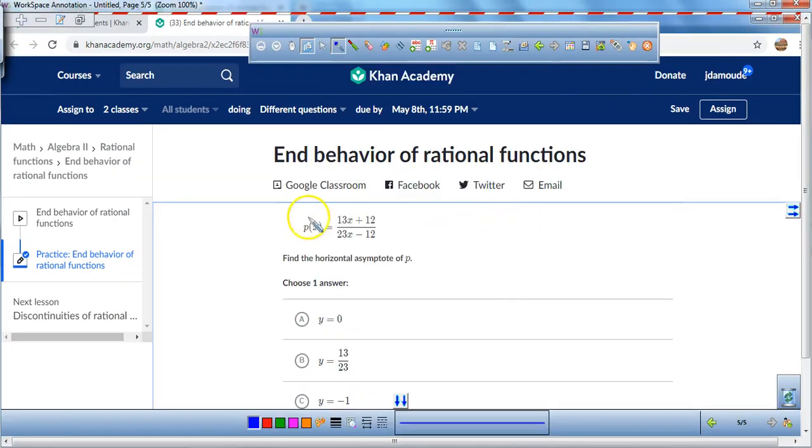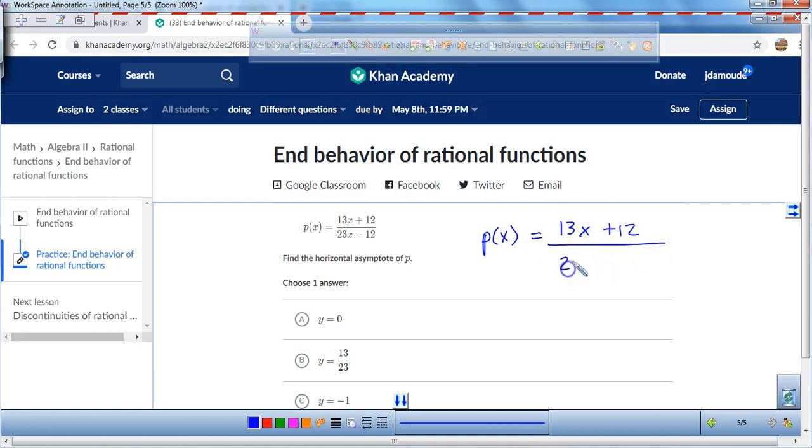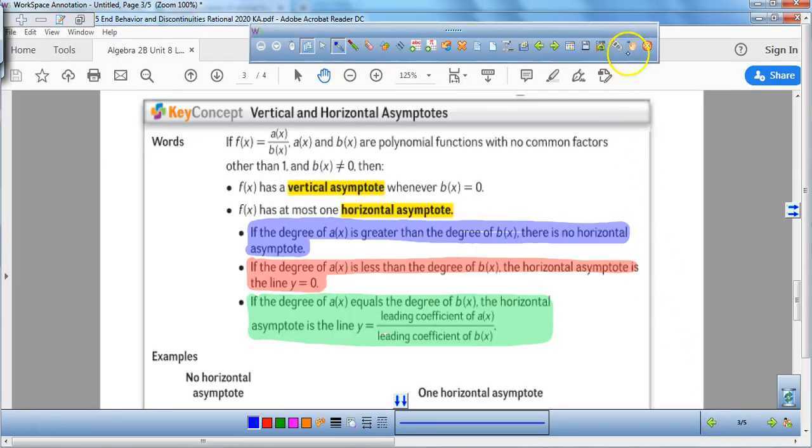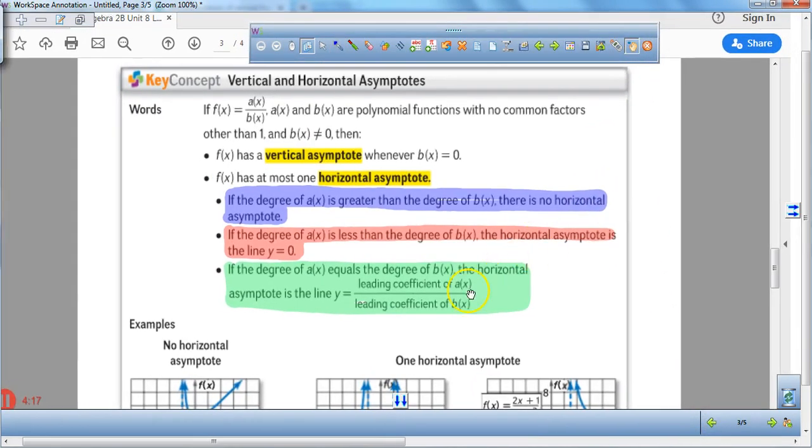So you're going to write down P of x equals (13x + 12) over (23x - 12). Now, what we have to do is go back and look at our scenarios. This is a scenario where the degree of the numerator, a of x, is the same as the degree of b of x.